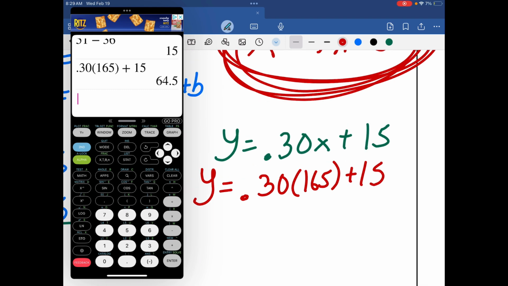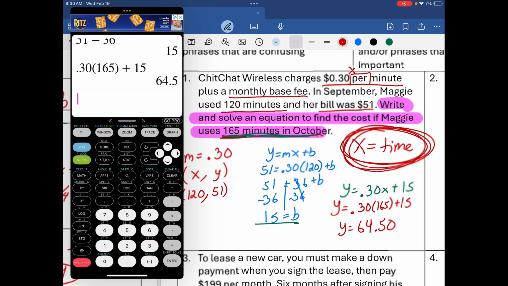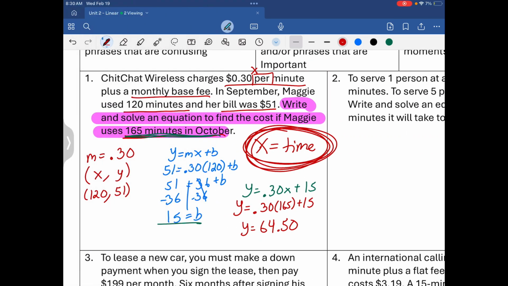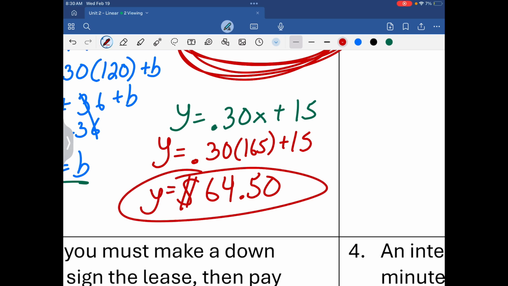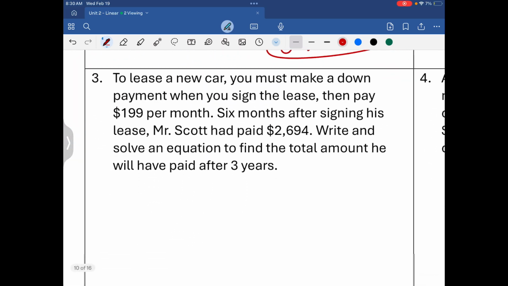So we get y equals 64.5. And think about our question, what it's asking here. It says find the cost. And so cost is going to be dollars. So your units in this problem will be dollars. All right, let's go down to our next one.